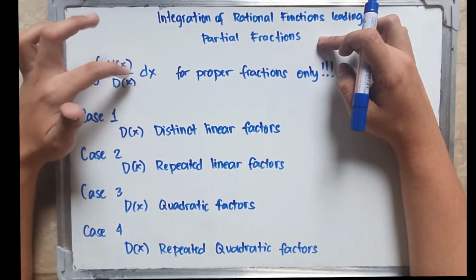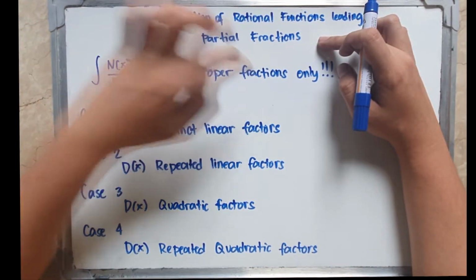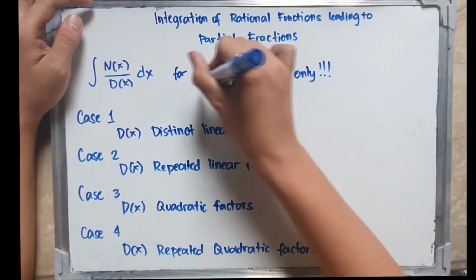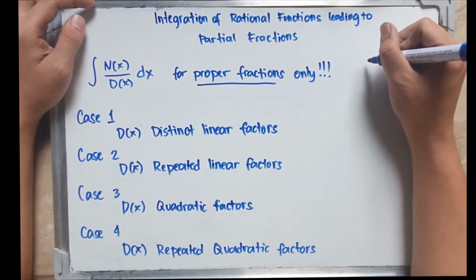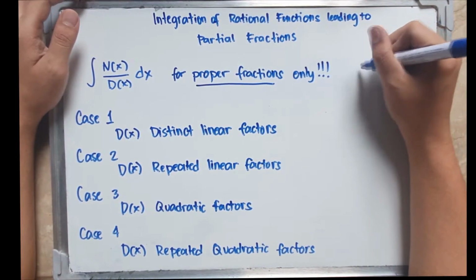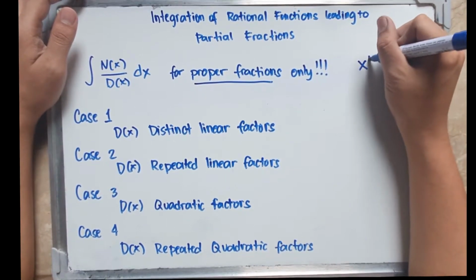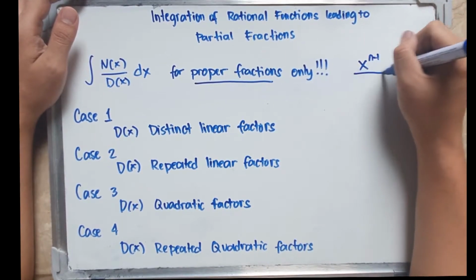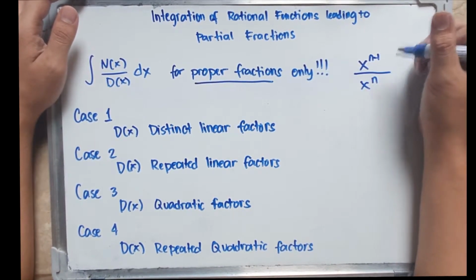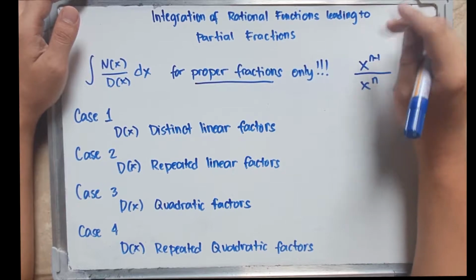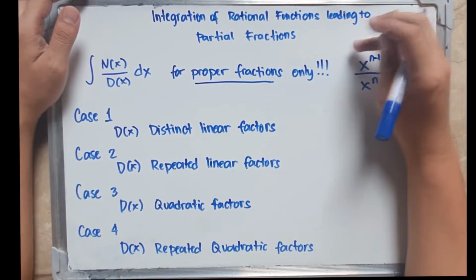this type of rational function is a proper fraction. So when we say proper fraction, the degree of the numerator is less than the degree of the denominator. So if we have x raised to the power of n minus 1 for the numerator, and we have x raised to the power of n for the denominator, we'll consider this one as a proper fraction.